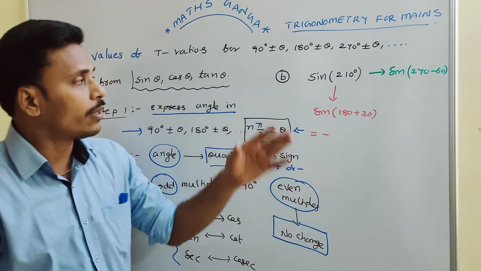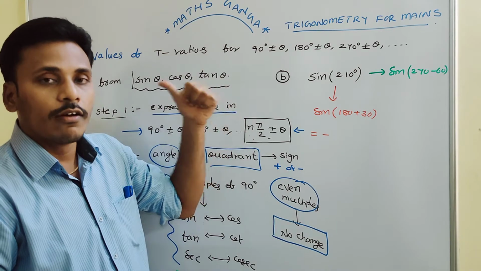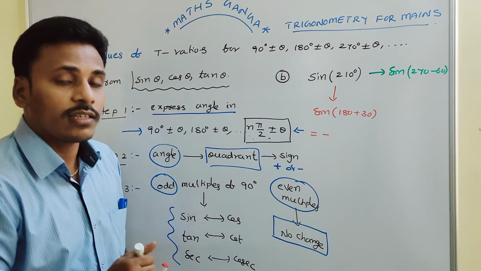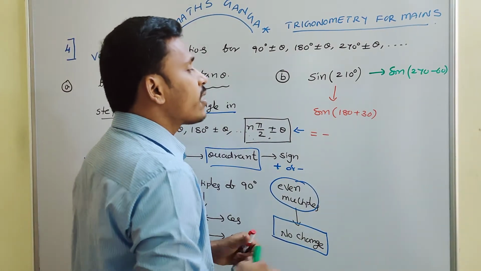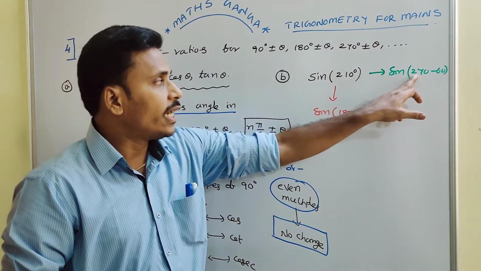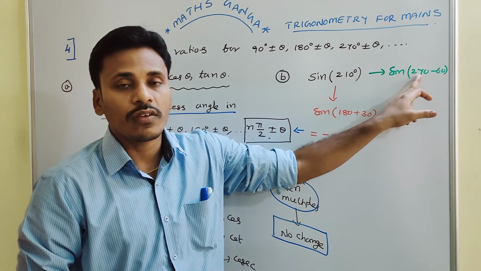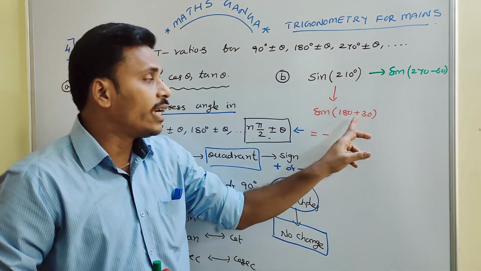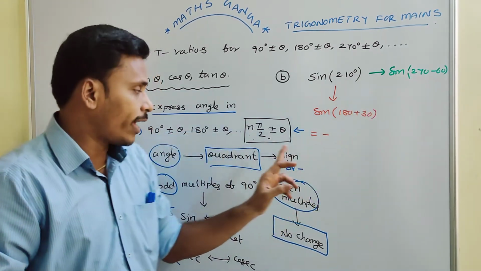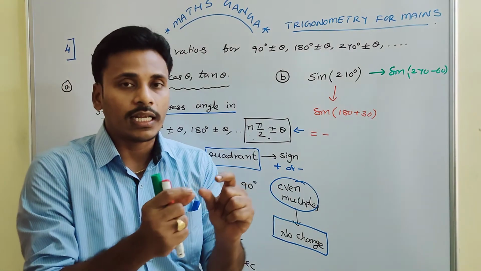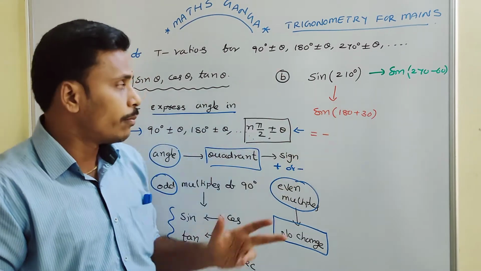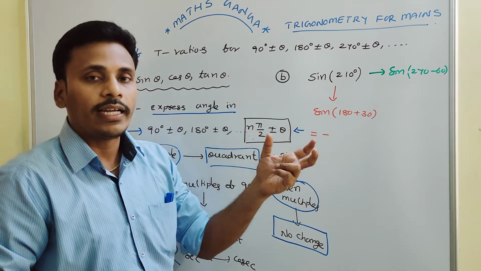Now I have an example in the B sub-bit of this fourth conceptual idea. There I am going to calculate the value of sine 210 degrees. Just go through this. This 210 degrees can be expressed in two ways. In one way, 90 degrees into 3 minus 60, that means 270 minus 60. In the other way, 90 degrees into 2 plus 30, that is 180 degrees plus 30. Two options I have to express in such a format: some number into 90 degrees plus or minus theta. So 270 minus 60 and 180 plus 30 are both of the format n into 90 plus or minus theta.